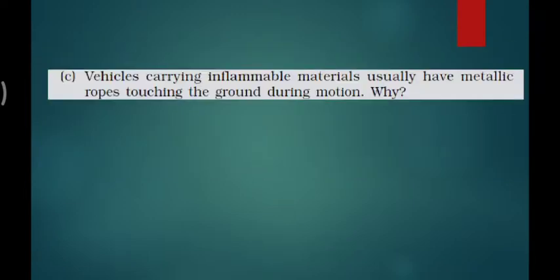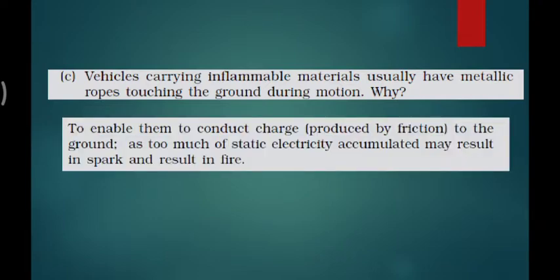Okay, see, a vehicle carrying inflammable material, obviously petrol or diesel, uses a metallic rope touching the ground during motion. Why? The same reason applies, you can read it and you will get an idea. So you may also get that idea.